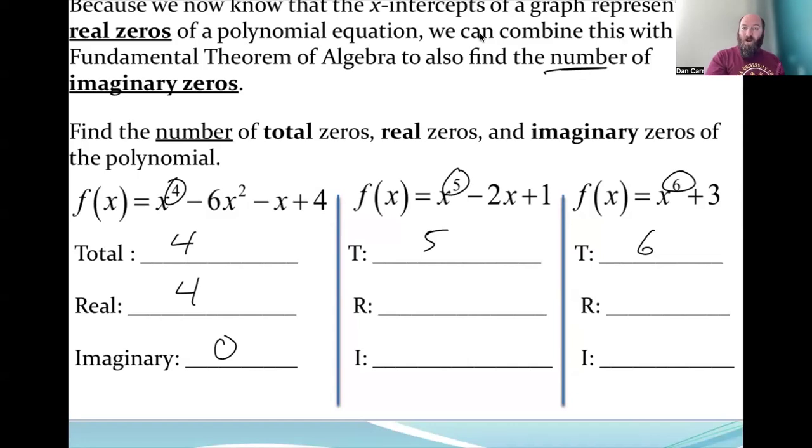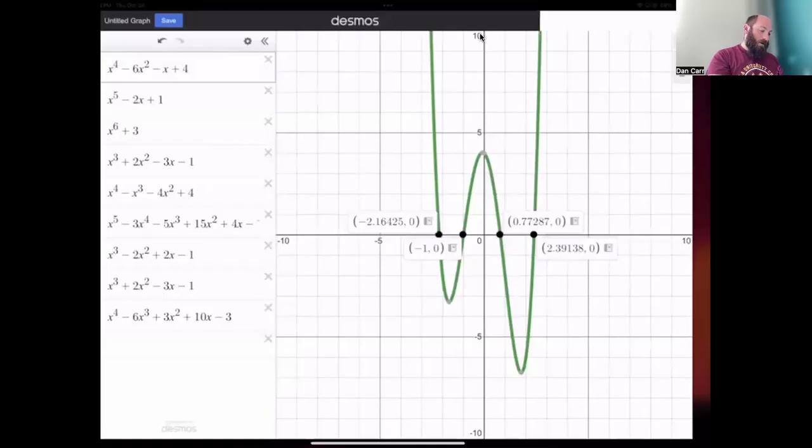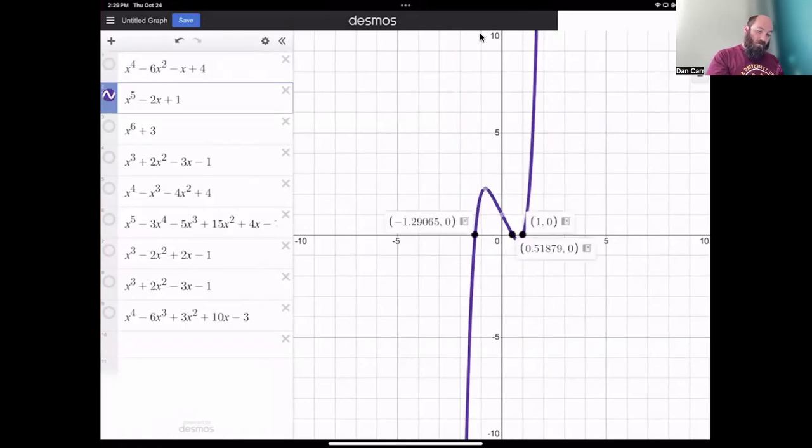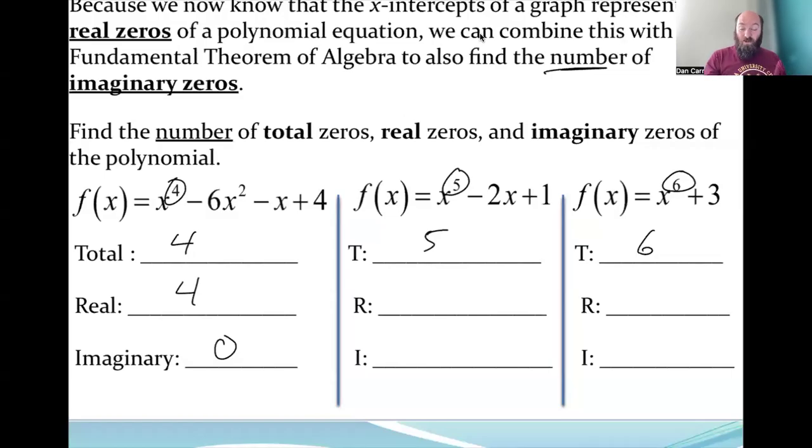Let's look at x to the 5th minus 2x plus 1 there. So we turn this one off and we'll look at this one. Here I'm crossing 3 times. Okay, I'm crossing 3 times, but according to our chart here, there's supposed to be 5 total zeros. So there are 3 real ones, meaning there has to be 2 imaginary here.